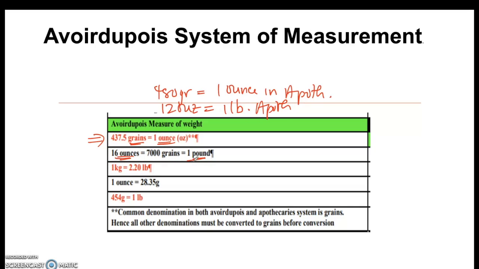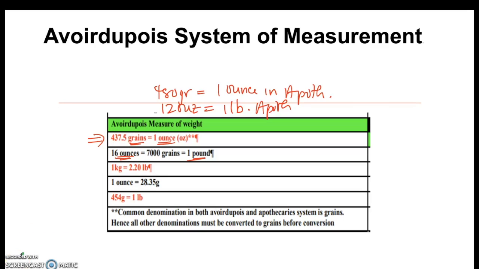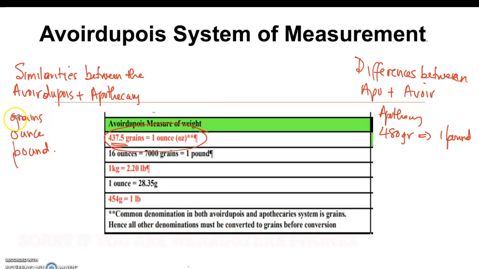So therefore, you can't just convert straight. You are going to have to find a common unit in both systems and convert to that unit first before converting to the other system. And I will give you some examples with that shortly. But just remember that we don't convert, say, 1 pound in the avoirdupois system to the apothecary system. So even though both systems will have similar units, grains, ounce, and pound, there are some differences.